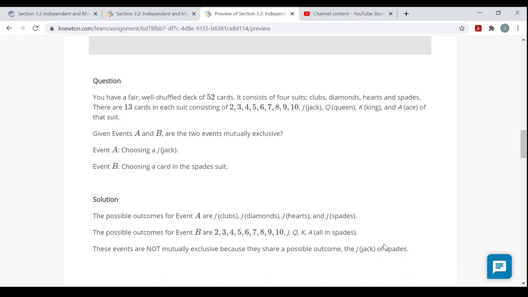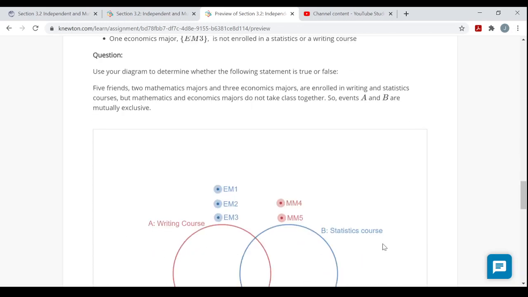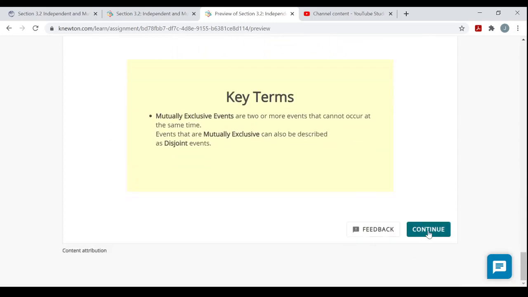If they don't share an outcome, if they can't happen at the same time, that's when the events are mutually exclusive. Okay, so I'll do a problem like this in a minute. You can read through this on your own, and another key term here: another word for mutually exclusive is disjoint. Can also be described as disjoint events. So saying that two events are mutually exclusive and saying that two events are disjoint means the same thing.